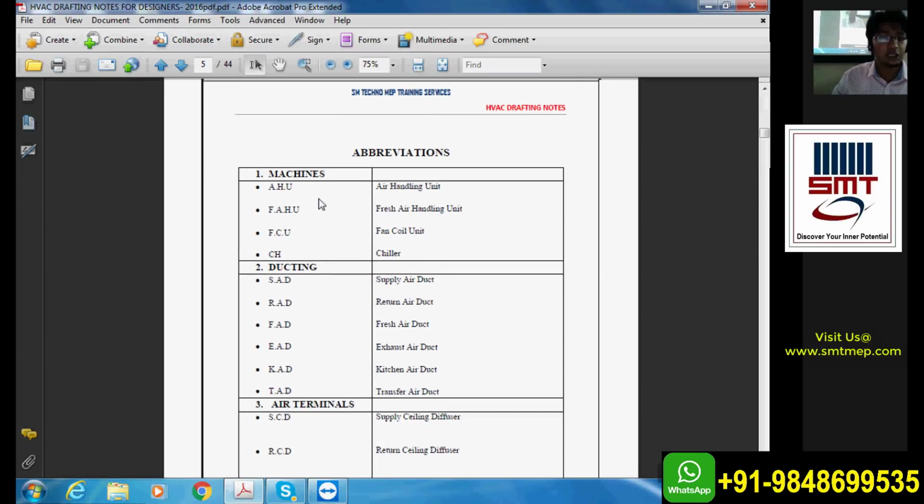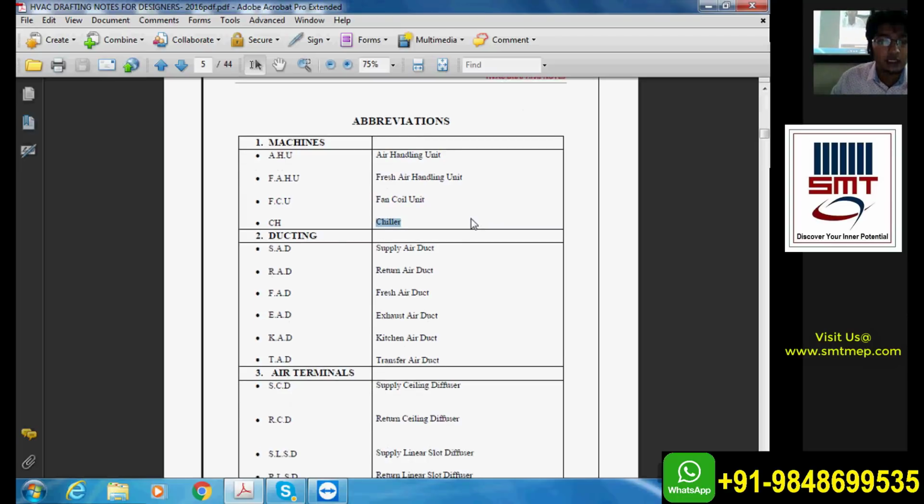The abbreviations under the machine parameter say you have an AHU, FAHU, FCU, and CH. We most often know what an AHU is, what a CH is for a chiller, and so on. So under this one, there are some important things that you need to highlight. Just highlight with me. Highlight the air terminal first, and then you can also highlight the chiller. That is what is a little important to us from the segment there.